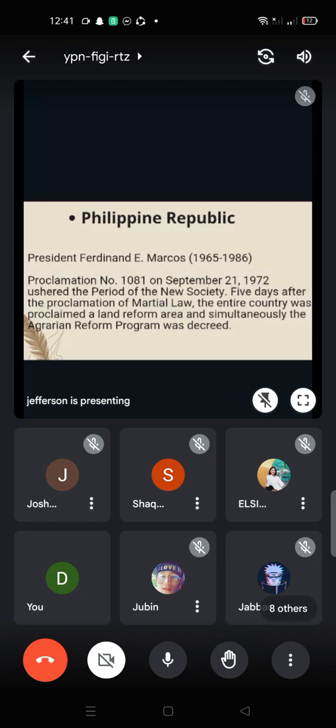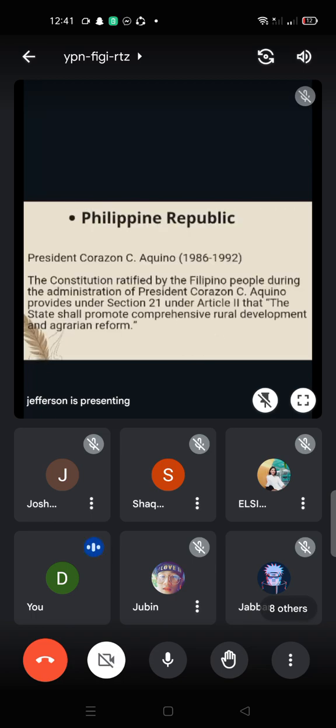President Ferdinand E. Marcos, 1965 to 1986. Proclamation Number 1081 on September 21, 1972 ushered in the period of the New Society. Five days after the proclamation of martial law, the entire country was proclaimed a land reform area, and simultaneously the Agrarian Reform Program was decreed.